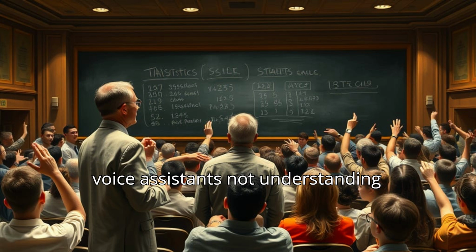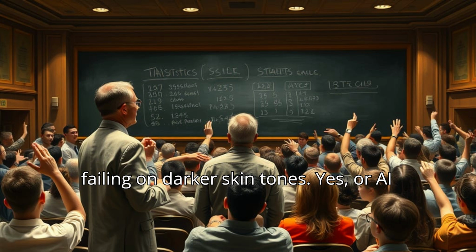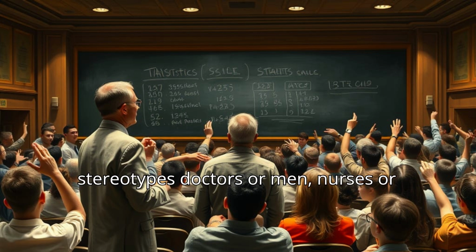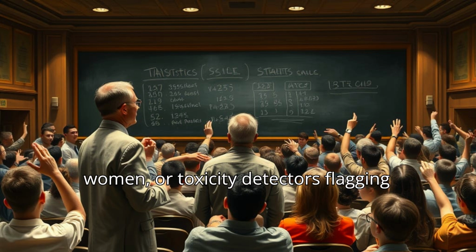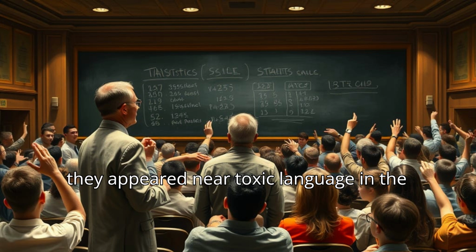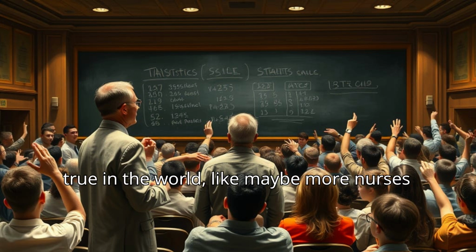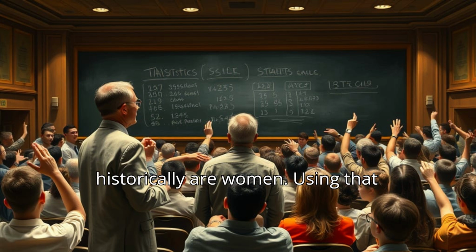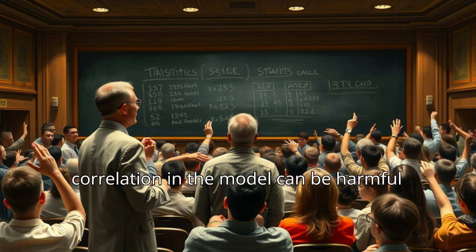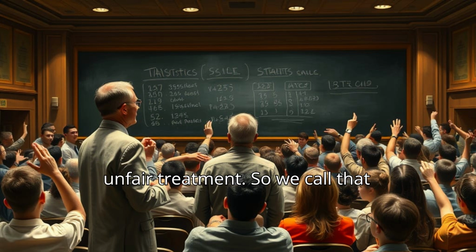Other examples like voice assistants not understanding certain accents, or facial recognition failing on darker skin tones. Yes, or AI image generators defaulting to stereotypes: doctors are men, nurses are women. Or toxicity detectors flagging words like gay or lesbian just because they appeared near toxic language in the training data. So even if a statistic is true in the world, like maybe more nurses historically are women, using that correlation in a model can be harmful if it reinforces stereotypes or leads to unfair treatment.